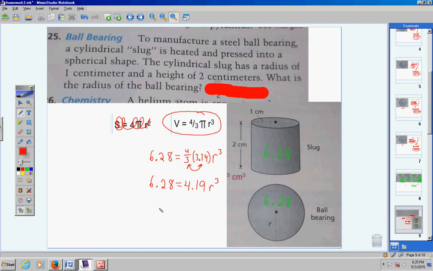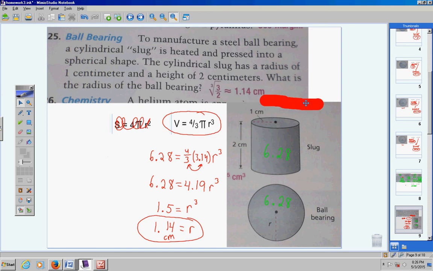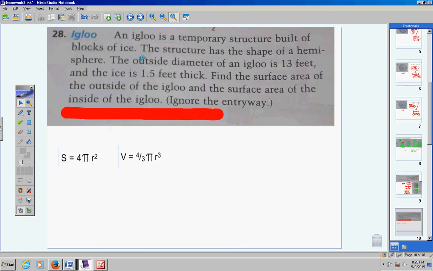I'm getting 1.5, rounded, equals r cubed. And now students, take the cube root of both sides and you're going to get 1.144. So 1.144 equals your radius, and that would be in centimeters: 1.14 centimeters. Alright, that should be the correct answer. I believe that it is. Yep, we said to take the cube root of what? 1.5. The cube root of 1.5 gives you 1.14. Alright, moving on to number 28.